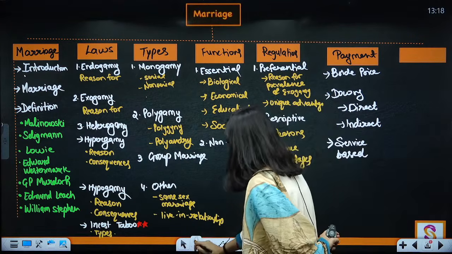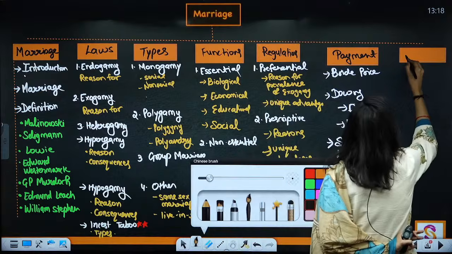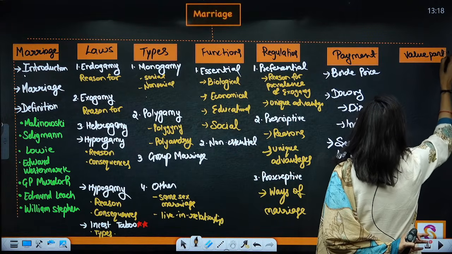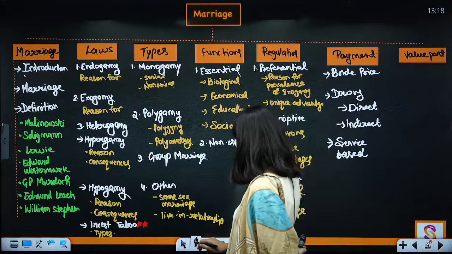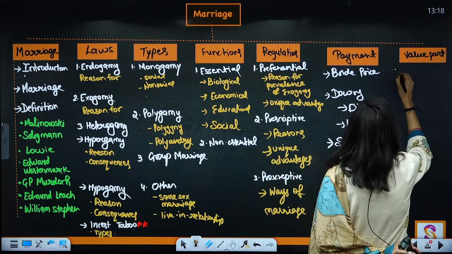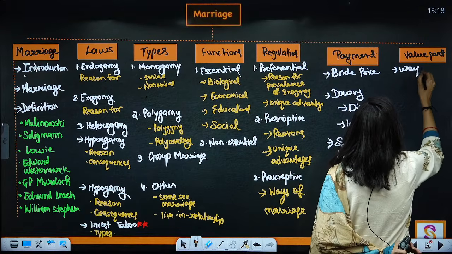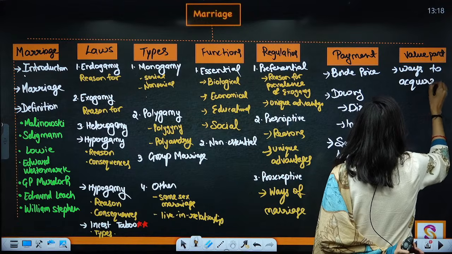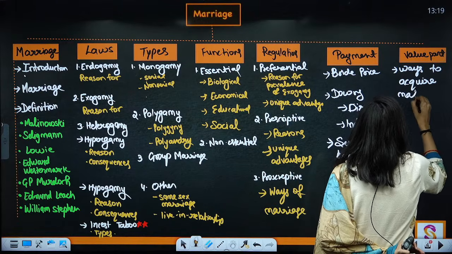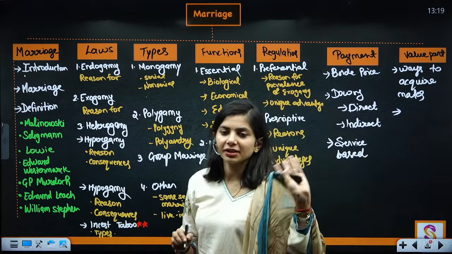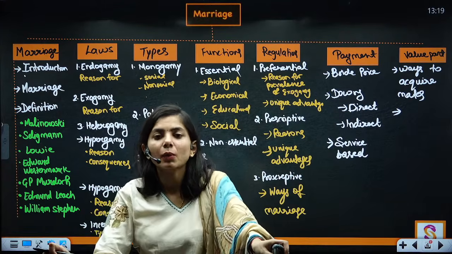Okay. After that, the next part is the value enrichment or value part. Something which is not covered here. This is what we are going to mention. So here we are going to write down first the ways to acquire mates. First is going to be ways to acquire the mates. What are the ways? How are we acquiring them?